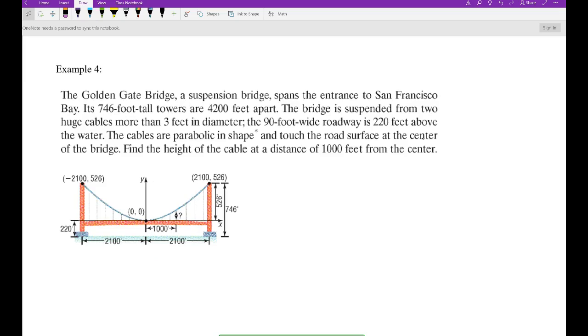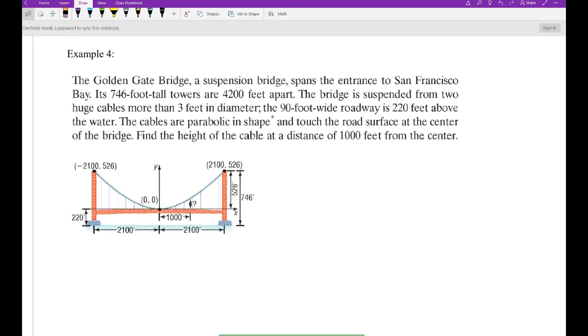Two more problems, so we can call it a day. Golden Gate Bridge. Here we go. Justin F., can you help me read, please?